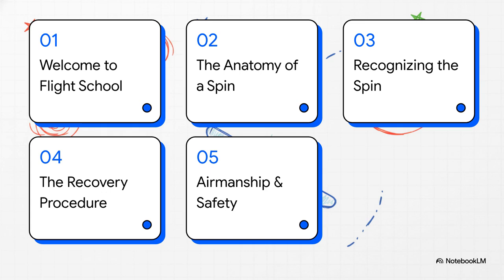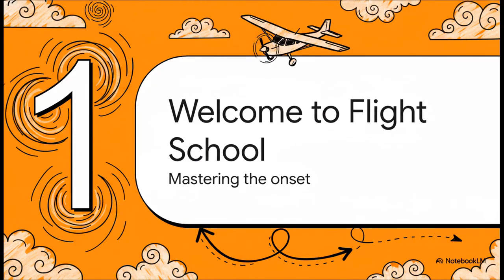So, here's our flight plan for today. We'll start with a quick welcome to flight school, then break down the actual anatomy of a spin. After that, we'll talk about recognizing an incipient spin, walk through the exact recovery procedure, and finally, wrap up with some crucial airmanship and safety rules. Let's get to it. All right, part one.